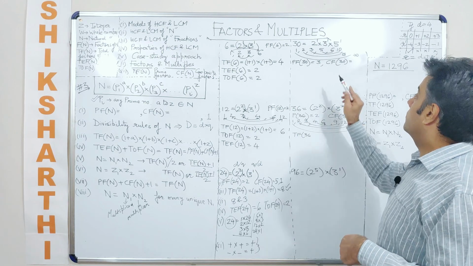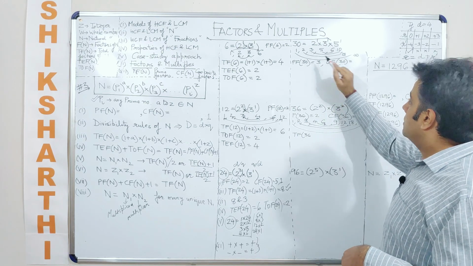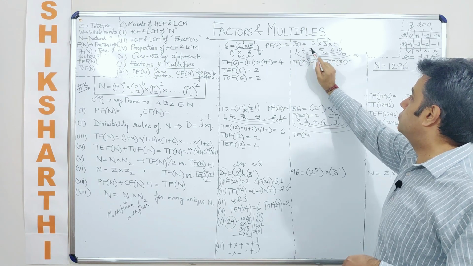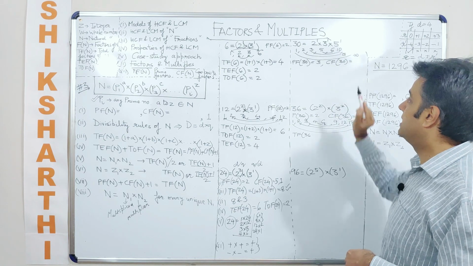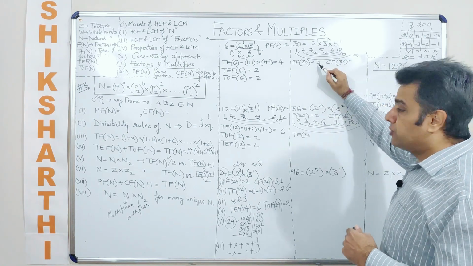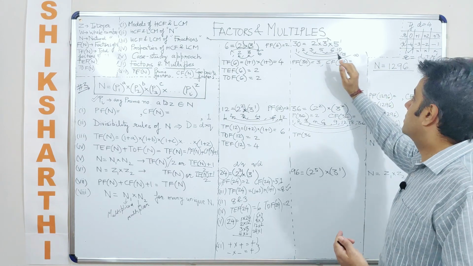Now if I have to find out the composite factors of 30, since I know the count here, I can write it down. What is the total count? 1, 2, 3, 4, 5, 6, 7, 8. The total number of factors is 8. Subtracting 3 from it gives 5, and then subtracting 1 again gives me 4.